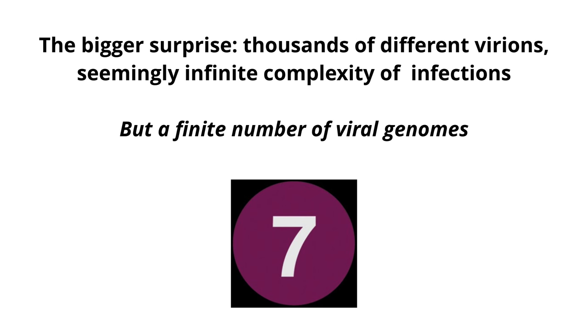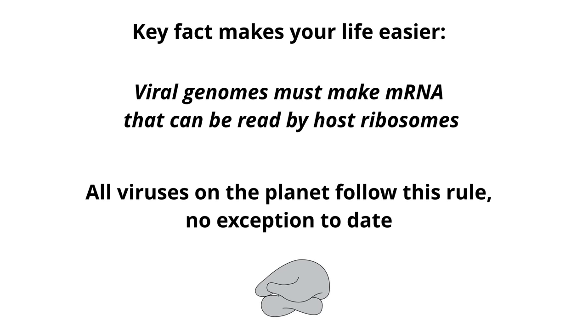If you remember the number, you could actually go through all the different configurations of nucleic acids and list them all for me on a piece of paper. 7 different viral genomes. And the other issue that helps us to put all of this multiplicity of viruses in order is that they all have to make messenger RNA that can be read by ribosomes, because no virus makes a protein translation system in the infected cell. They are translational parasites, and they have to make mRNA that can be read by ribosomes.